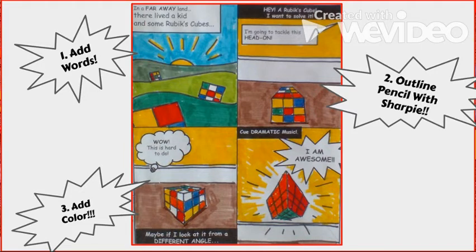The third step is adding color. Use your favorite art supply to color in your comic. Remember, when you're coloring with atmospheric perspective, things further away, like mountains and smaller Rubik's Cubes, are going to be more faded. You may want to look at a Rubik's Cube for reference if you're worried about getting the colors accurate.